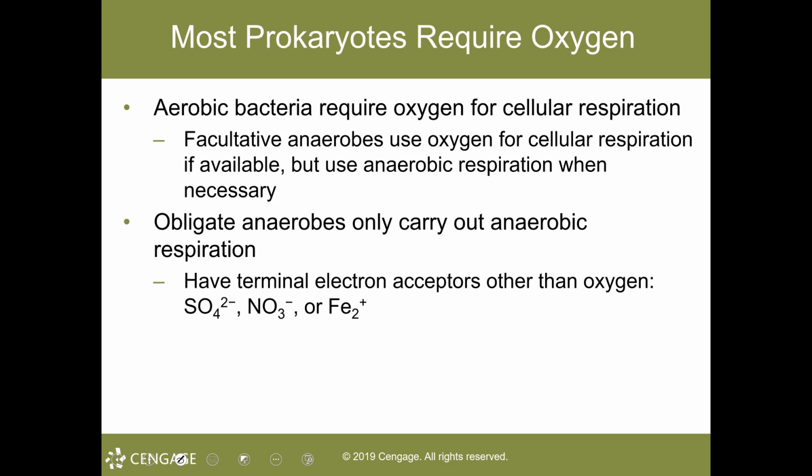And then, class, keep in mind that most prokaryotes do indeed require oxygen. So the aerobic bacteria require oxygen for respiration. Facultative anaerobes use oxygen, class, for cellular respiration if it's there. However, they can also use anaerobic respiration when necessary. However, an obligate anaerobe, class, can only carry out anaerobic respiration. So of course, that final electron acceptor, class, is not going to be oxygen. And you learned that, class, back when we learned about, of course, the process of respiration.